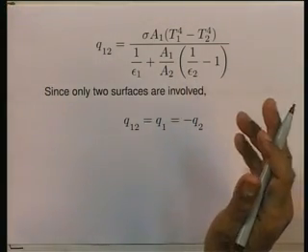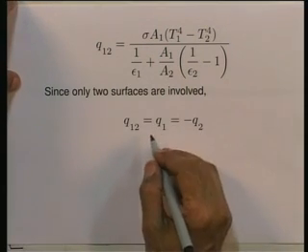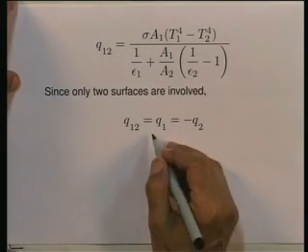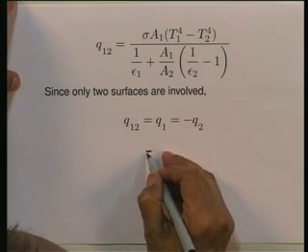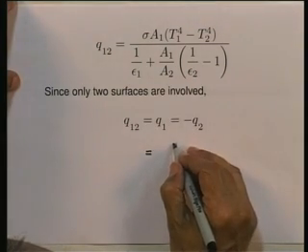Now, only two surfaces are involved, it is only a two surface enclosure. So, obviously, Q12 is also Q1 and it is also minus Q2. All right, we have argued this before. It is the same argument again. If two surfaces are involved, the heat exchange rate between the two surfaces is also the rate at which heat is supplied at each of those surfaces. So, Q12 is equal to Q1 is equal to minus Q2.